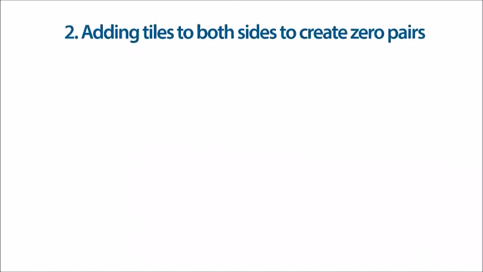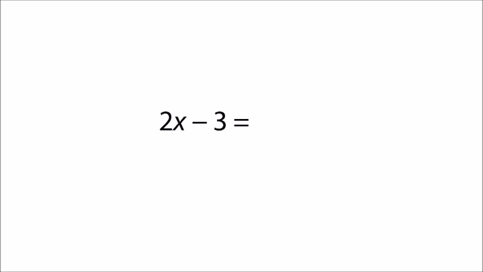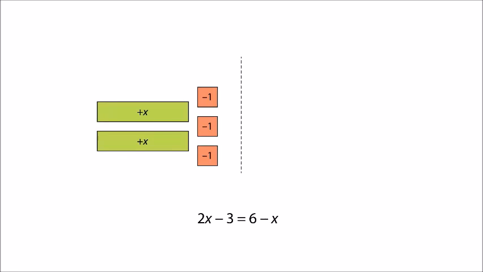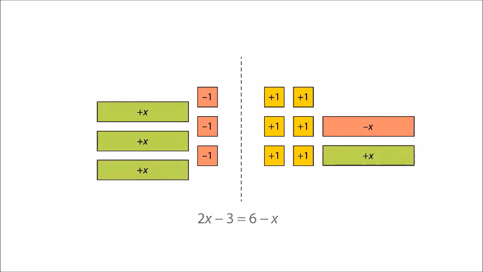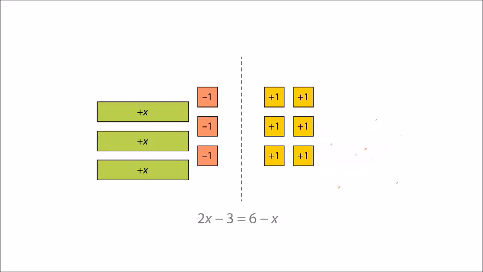Now let's look at using the tiles to create 0 pairs. The equation 2x minus 3 equals 6 minus x involves negative terms, so the red side of the tiles can be used. Where there is a negative x, we can make a 0 pair by adding x to both sides. The 0 pair has no value and can be removed. We can now write the new equation.